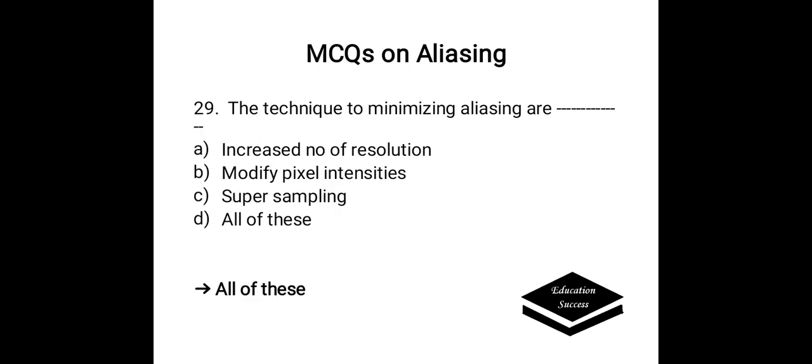The techniques of minimizing aliasing are: options are A. Increase number of resolution, B. Modify pixel intensities, C. Super sampling, D. All of these. Correct answer is all of these. The techniques of minimizing aliasing are increase number of resolution, modify pixel intensities and super sampling.